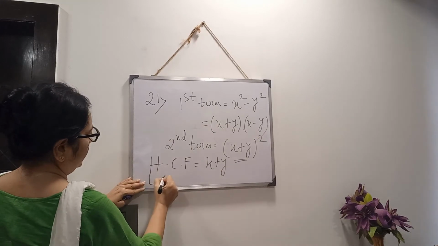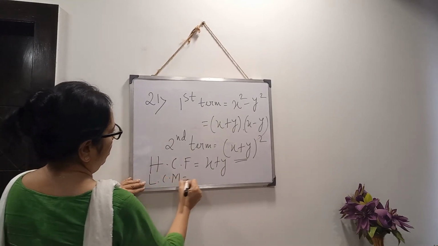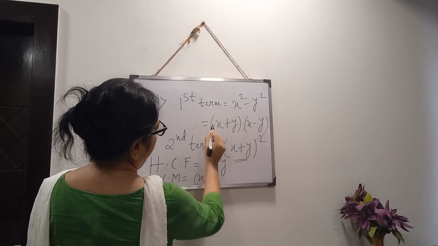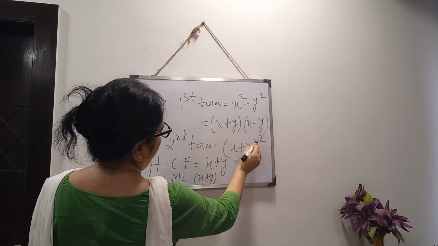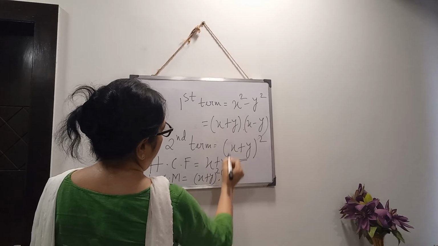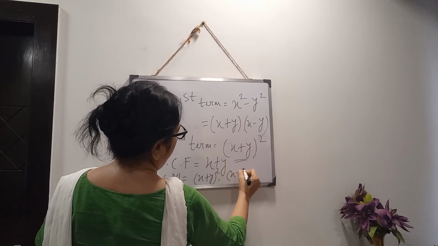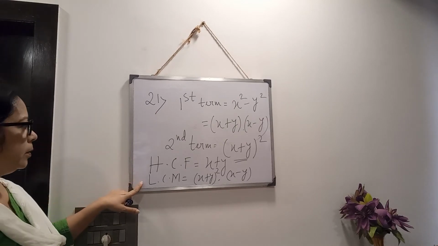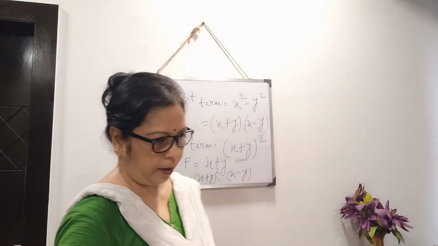Now to calculate the LCM, first x plus y. What is the highest power in LCM? We write down the highest power, and x minus y also will be there. So this is your LCM, this is your HCF.